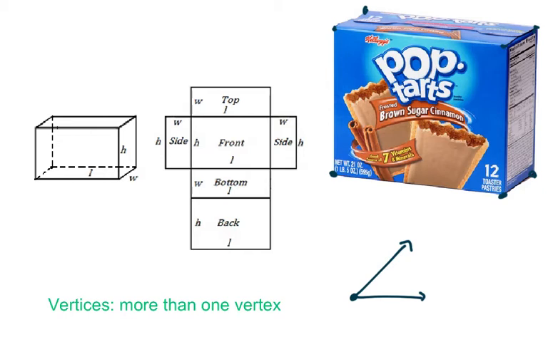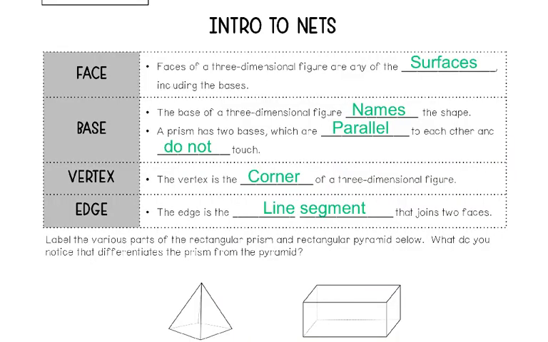So if you look in this picture, you can count that there are 8 vertices in a rectangular prism. And that little point right there, we can't see, but it would go about here in this Pop-Tart box. All right, so the last vocab word that we're going to talk about today is called edge. The edge is the line segment that joins two faces.